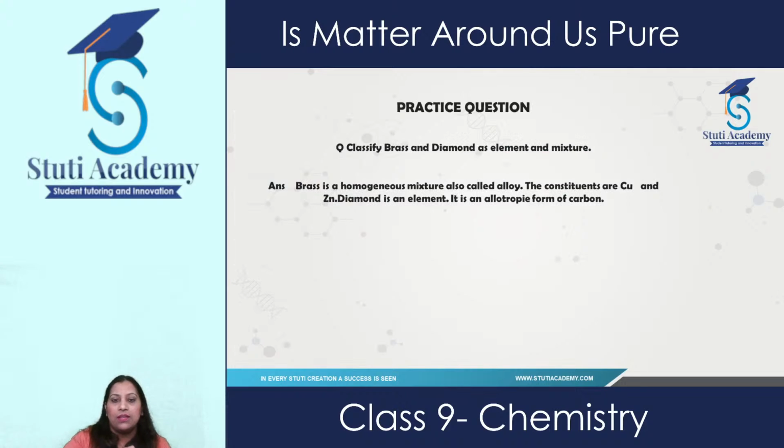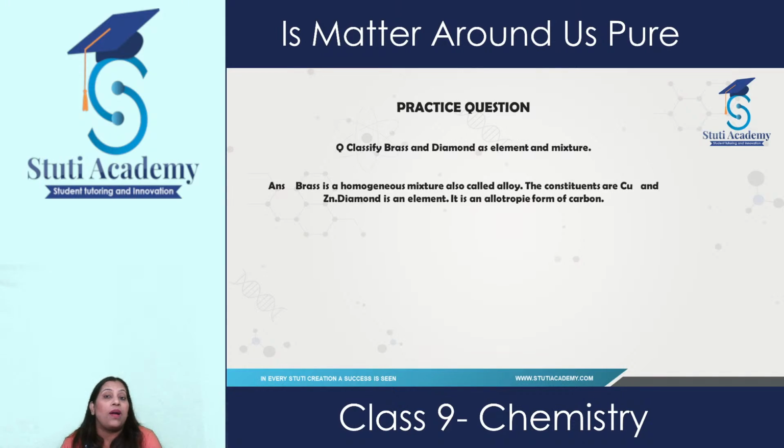Now first, I'll discuss a few questions with you. Classify brass and diamond as element and mixture. See, we take an example of brass and diamond. Brass is an alloy, which is a combination of two or more elements together. So if we talk about brass, it's a homogeneous mixture. Because when we combine these two metals together, they combine so nicely, they mingle up together so nicely that we cannot differentiate their boundaries. So it's a homogeneous mixture.